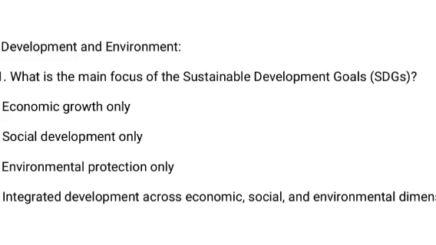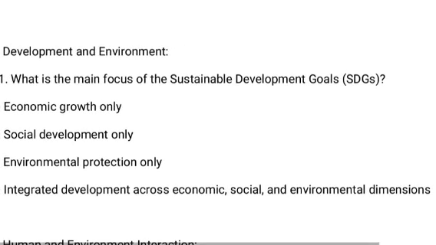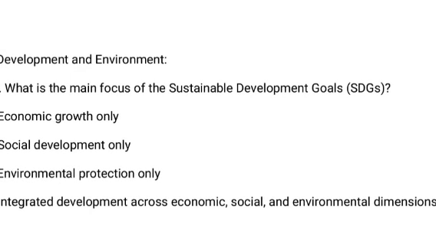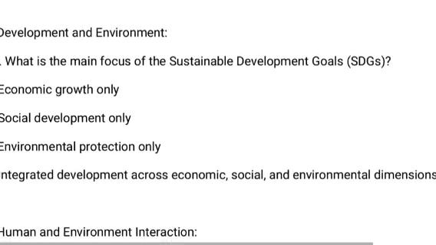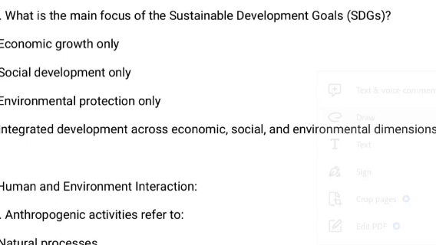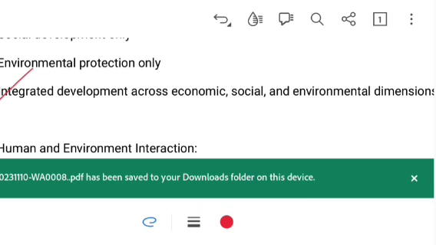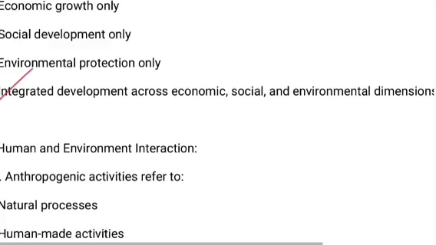First question, what is the main focus of the sustainable development goals, in short SDGs? Economic growth only, social development only, environmental protection only, integrated development across economic, social and environmental dimensions. These four options are given, so the correct option will be integrated development across economic, social and environmental dimensions. This will be correct. So if we move on, then we will get number 2.